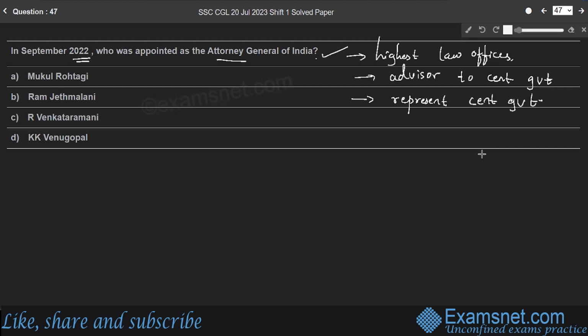Coming back to the question, who was appointed as the Attorney General of India? R. Venkata Subramani, in September 2022. R. Venkata Subramani is the incumbent Attorney General for India, right? He succeeded to the office as the 16th Attorney General of India on 1st October 2022, right? So option C is the right answer.